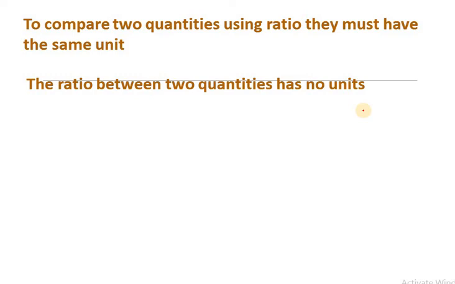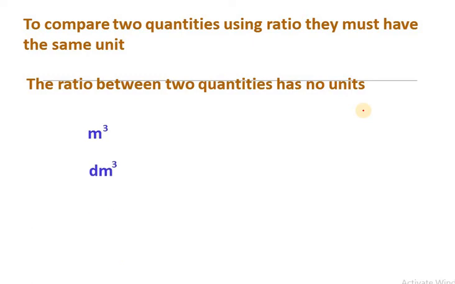To compare two quantities using a ratio, they must have the same unit. The ratio between two quantities has no unit. When I say something like 3 to 5, I have no units. But when I say 2 kilograms to 5 kilograms, we have units. So when I want to compare two quantities, first of all they must have the same unit, and I will not use the units when I start to simplify.